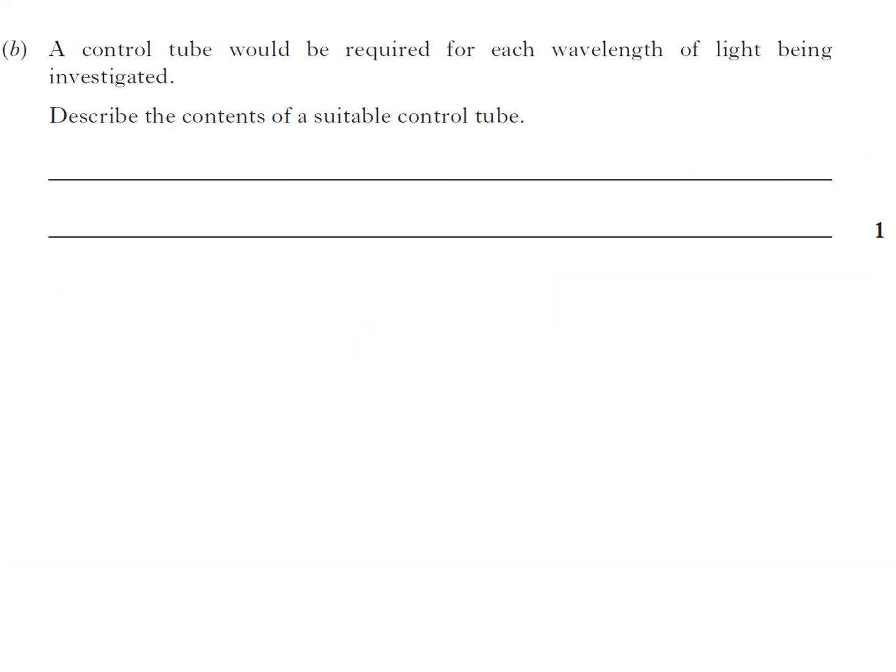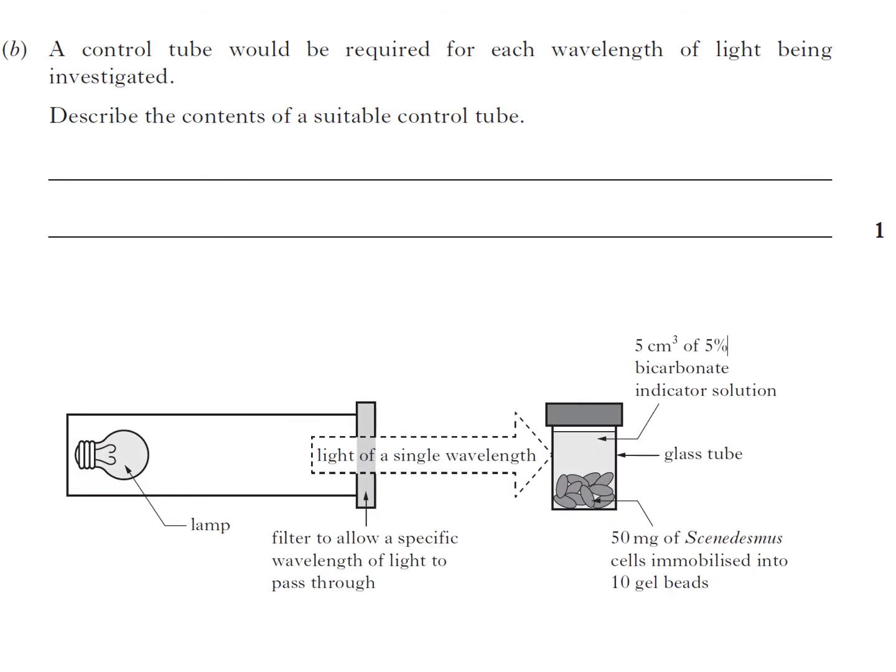A control tube would be required for each wavelength of light being investigated. Describe the contents of a suitable control tube. Okay, so we are looking at the effect on the algae. So what we need to do is remove the algae as an issue. So what you would do is take this out somehow. So you basically still have gel beads but with no algae.